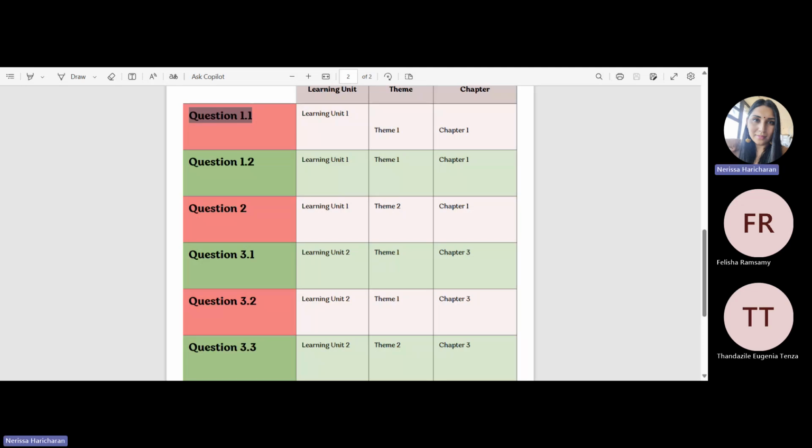Then if we look at question 1.2, we've got Learning Unit 1, Theme 1, Chapter 1. In the same chapter, 1.2 talks about the different key trends in supply chain management and how these can be applied to Technova. This is going for 12 marks. One of the tips they give you in the question paper is that you need to conduct research beyond your prescribed textbook. I said this from the beginning: always understand what's happening in the market.